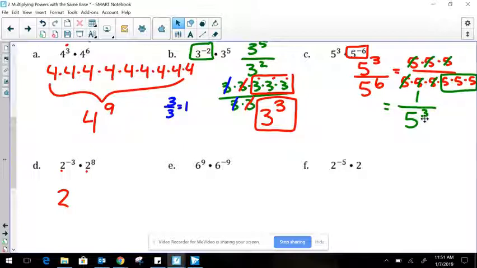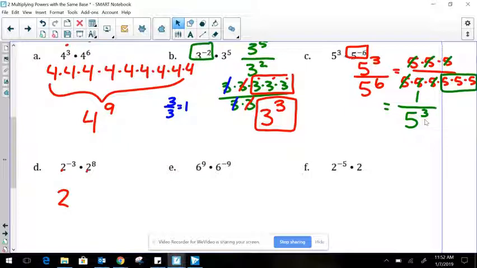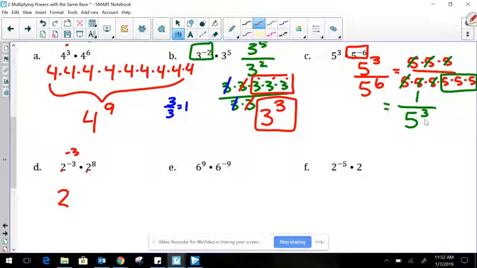Okay, so let's try that. So I'm going to add my exponents. So negative 3 plus 8 is equal to 5. So I have 2 to the 5th. That's a positive exponent. I don't need to do anything with it, and then I'm done. I've simplified that as much as I can.